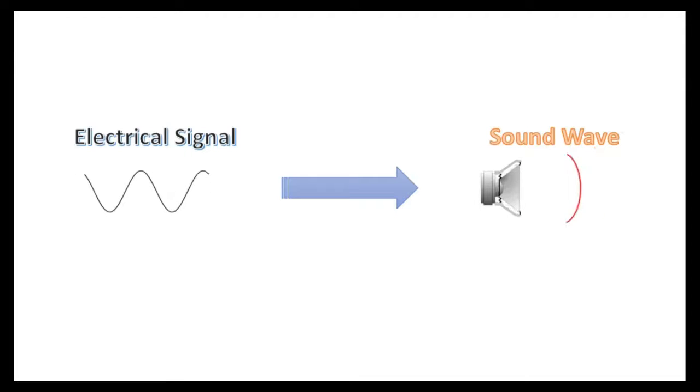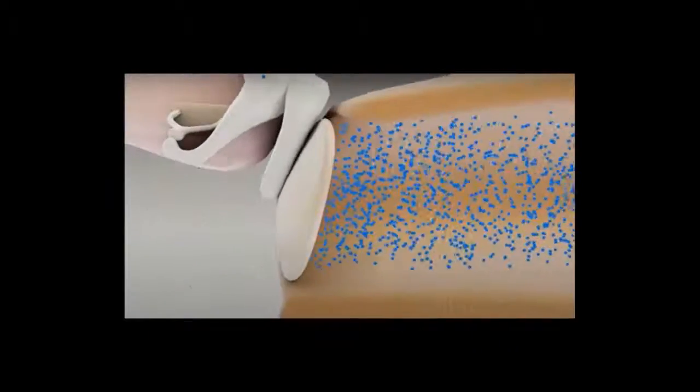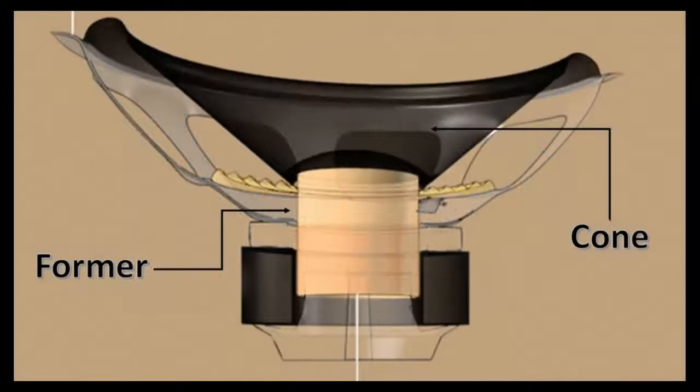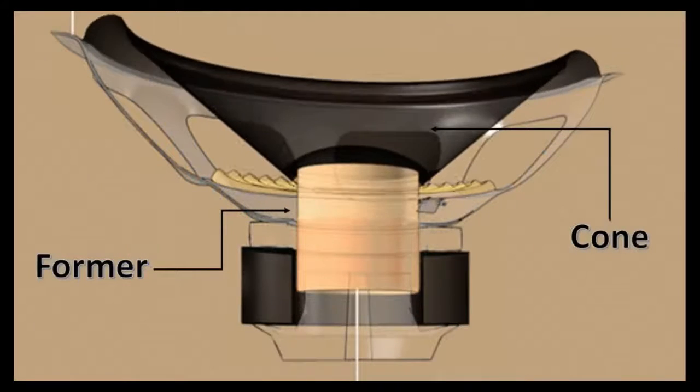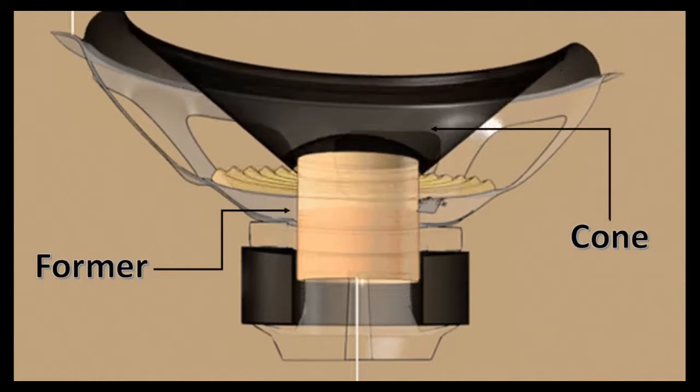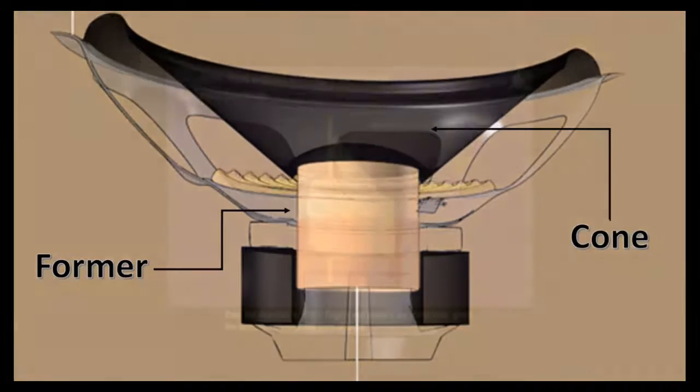Now, the next question to be asked is how can we convert the electrical signal into a sound wave? To do that, we need to understand how a speaker works. Speaker pushes and pulls air molecules. It makes them ram into each other in a domino effect. This wave then reaches and moves our eardrum and makes our brain interpret it as sound. The cone of the speaker that pushes and pulls the air molecules is moved by an object called the former. So how can an electrical signal produce a force to move the former?